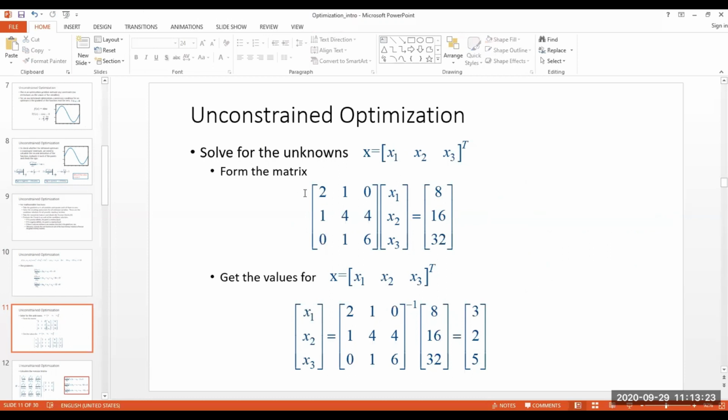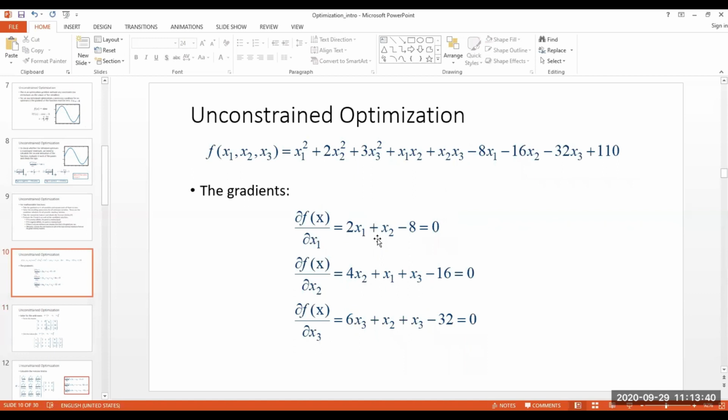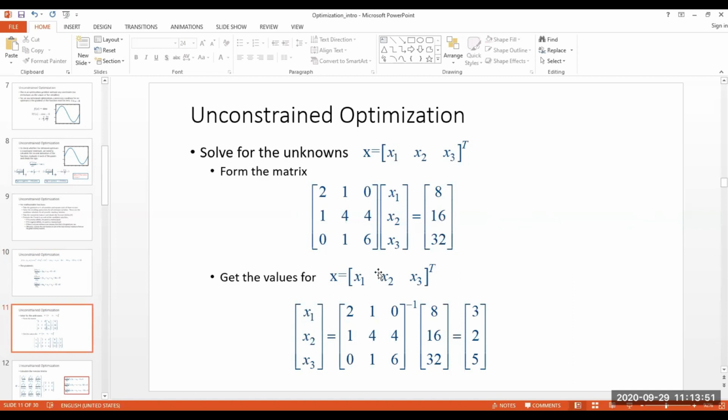So this is how you get the matrix formulated, and then simply take the inverse of this, take it to the right hand side, and then you get the result, okay? Because these equations are simply a linear system of equations, you don't expect multiple solutions. So only one candidate solution, which is 3, 2, and 5 respectively.